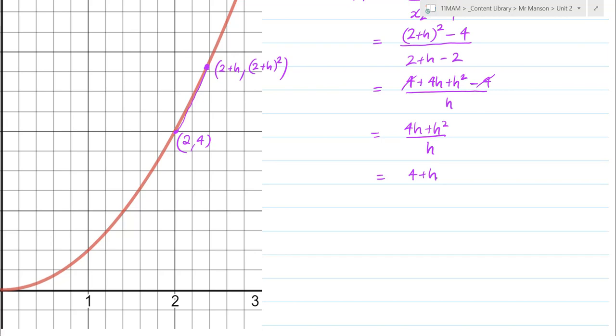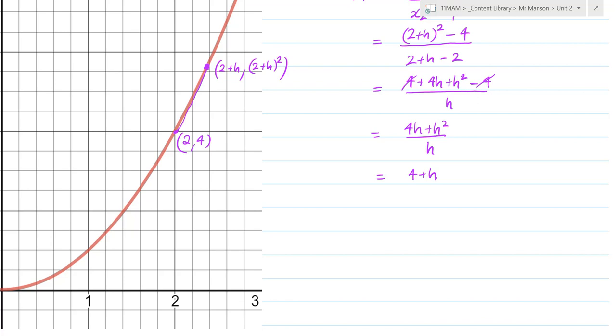The gradient gets smaller, yeah. It does get smaller, and what does it go towards? 4. So if h is 0.1, that's not that small, and we get a gradient of 4.1. That's pretty boring. If h is 0.01, we get 4.01. If h is 1,000 zeros and then a 1, we get basically 4, don't we?